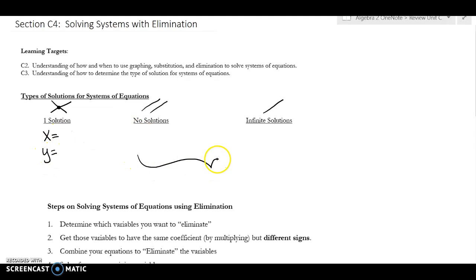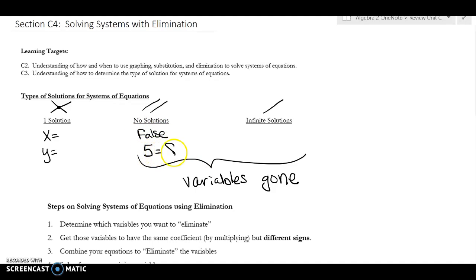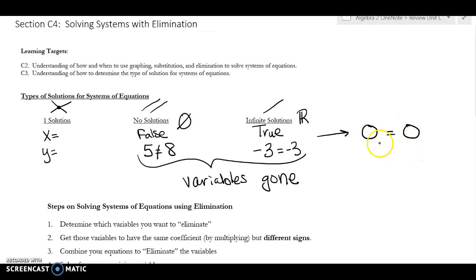A no solution and infinite solutions are like when we solve regular equations. We would get these results when the variables are gone. Sometimes variables will be crossed off. Okay, so a no solution is a false statement. If I get something like 5 equals 8, 5 does not equal 8, so it's a no solution. An infinite solution, on the other hand, is true. I would get something like -3 equals -3, and so that's all reals. For elimination, a lot of times you're going to get 0 equals 0, and that's true, so it's all reals.